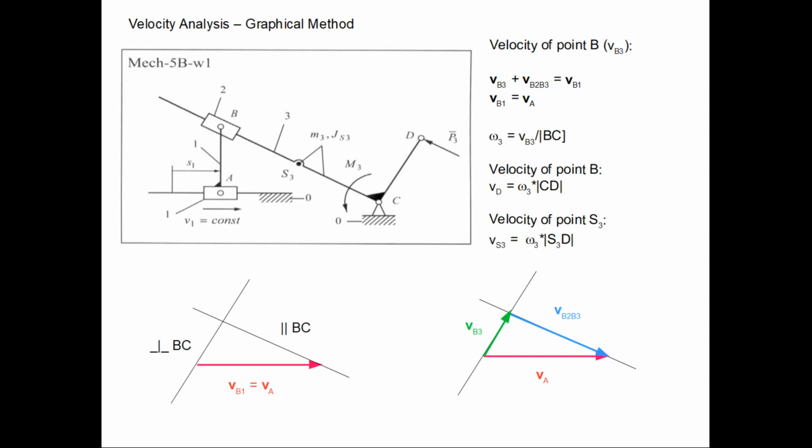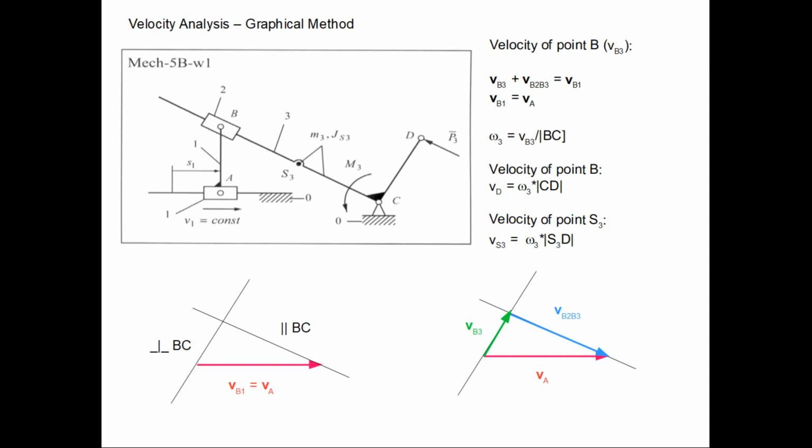And when we look at this equation, we can start to solve it by vector graphs. So we start with drawing the VA, VB1, because it is given to us. And what else is known? We don't know the values of the velocities VB2, VB3, but we know the directions of these velocities.